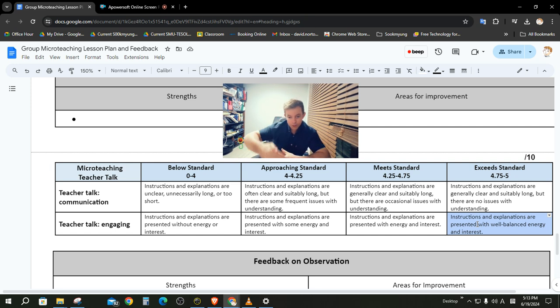In other words, you're not going through the motions and you don't look bored with the process, right? You're kind of taking the time to engage the students, even though they're not going to talk back to you. That's what these things mean.